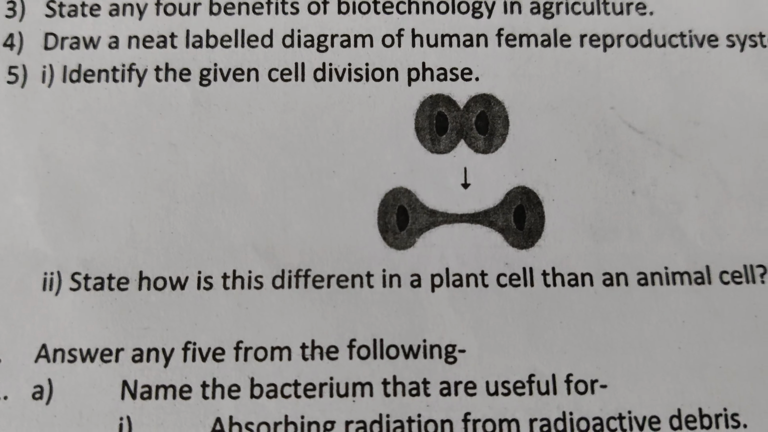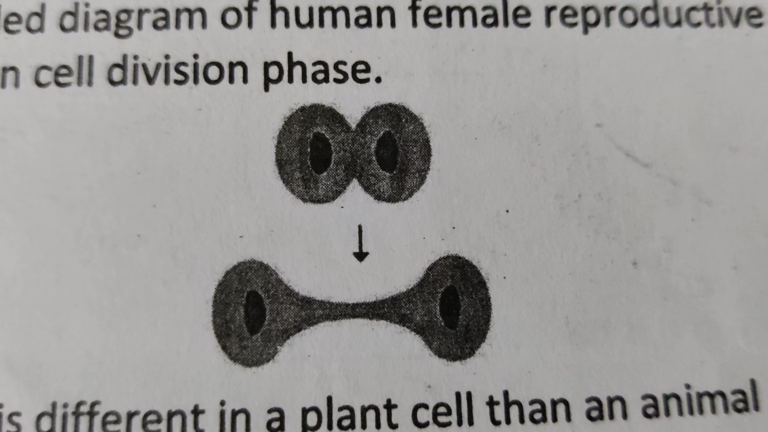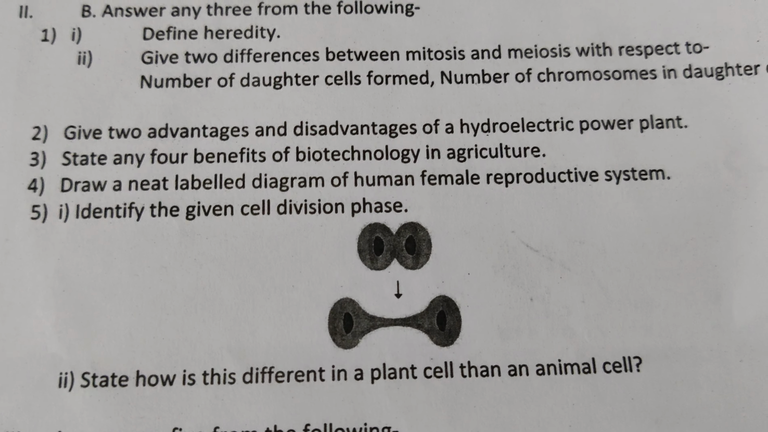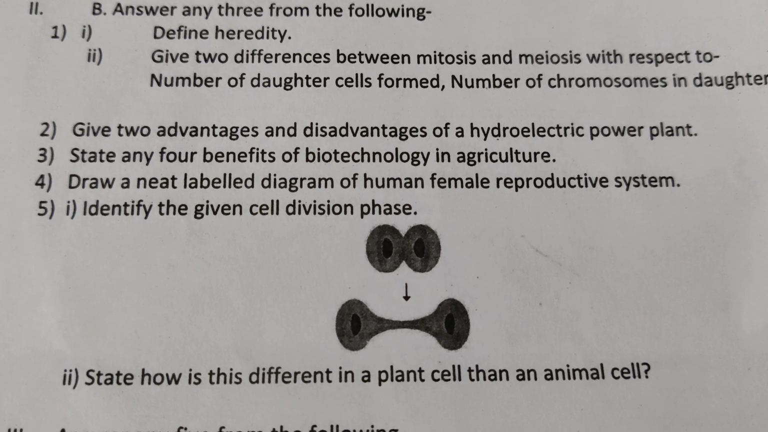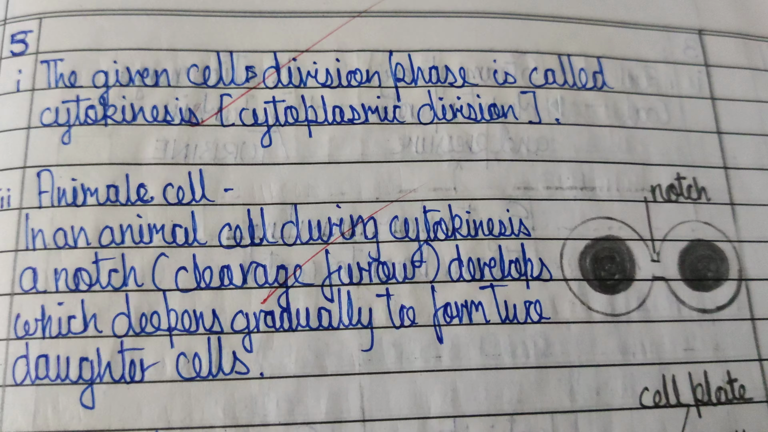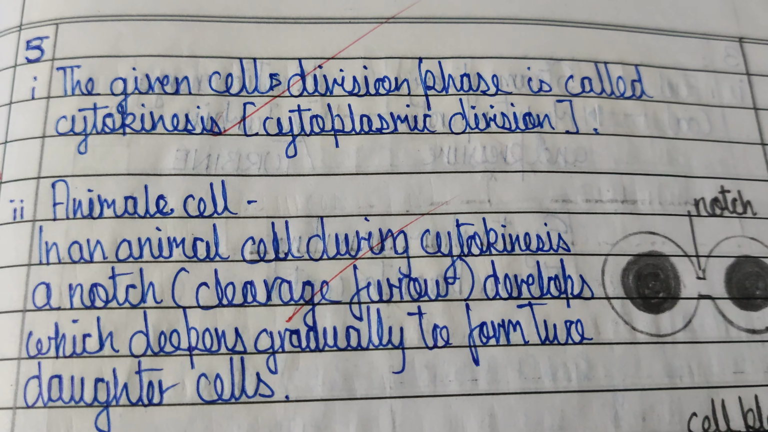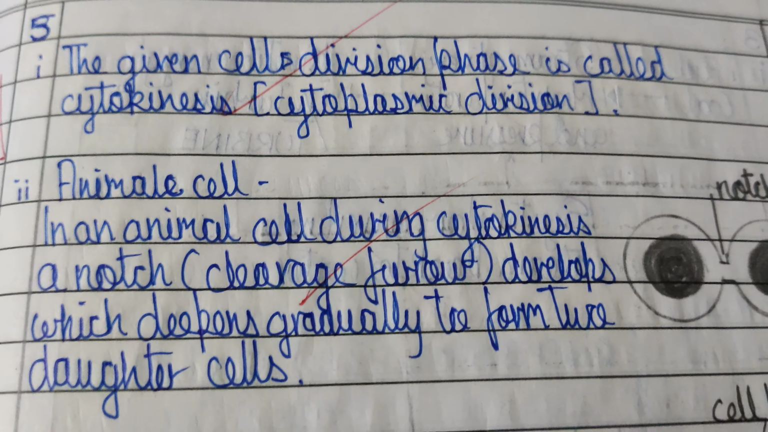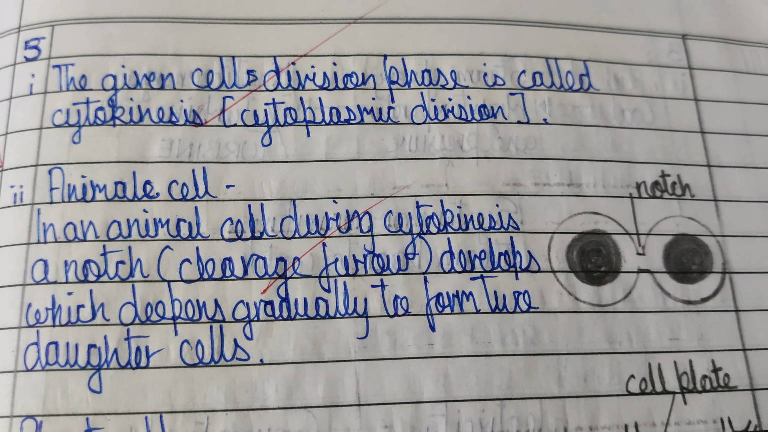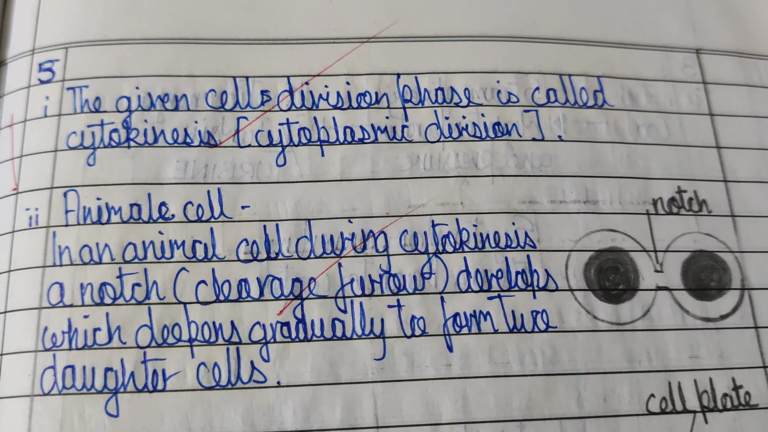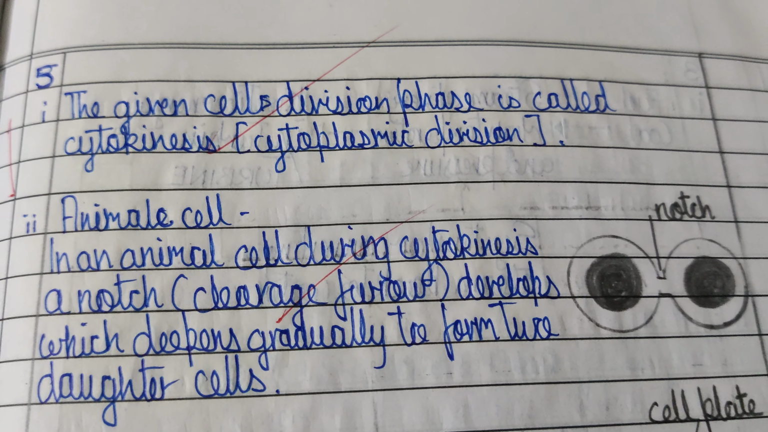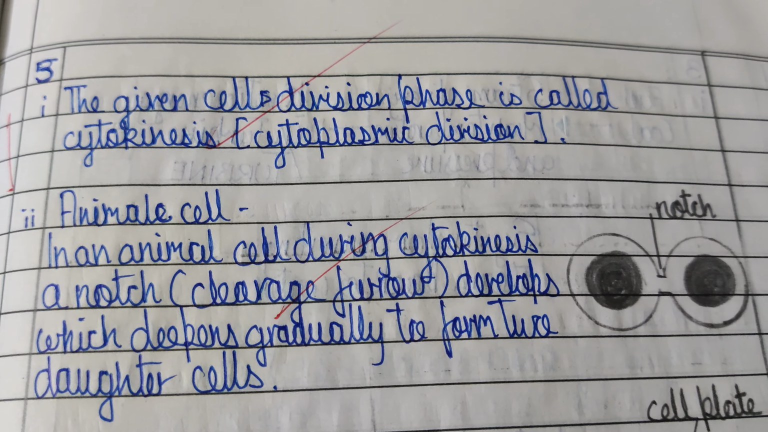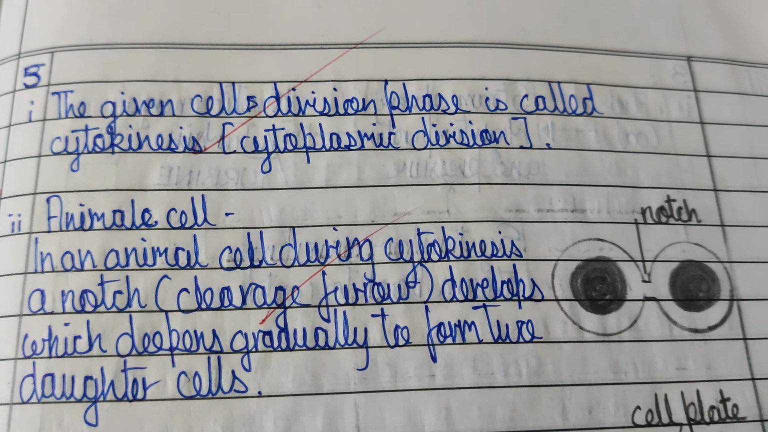Identify the given cell division phase. Second question, state how this is different in a plant cell than an animal cell. The given cell division phase is called cytokinesis, cytoplasmic division. Animal cell. In an animal cell, during cytokinesis, a notch, cleavage furrow, develops which deepens gradually to form two daughter cells.